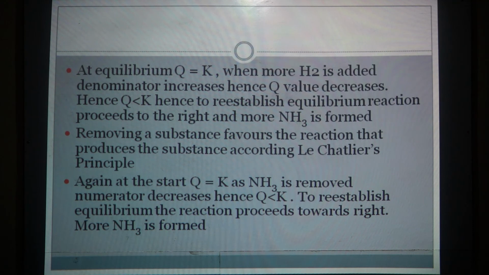Removing a substance favors the reaction that produces the substance, according to Le Chatelier's principle. Again, at start, Q is equal to K. As NH3 is removed, the numerator decreases, hence Q is smaller than K. To re-establish equilibrium, the reaction proceeds towards the right and more NH3 is formed.